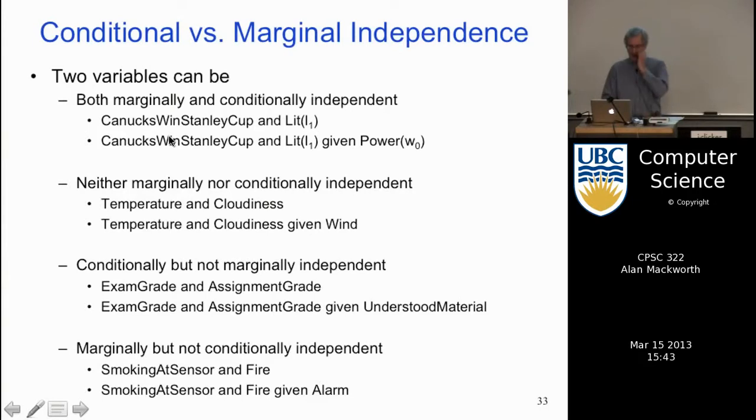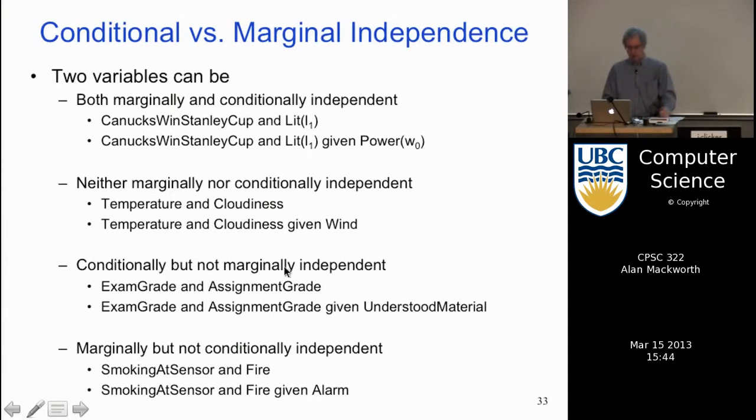Two variables can be both marginally and conditionally independent: whether or not they win the cup and whether or not the light is lit. Neither marginally nor conditionally independent: temperature and cloudiness, given the wind. We know these are not conditionally independent. If I tell you the wind, then that will change your belief in how these are related to each other.